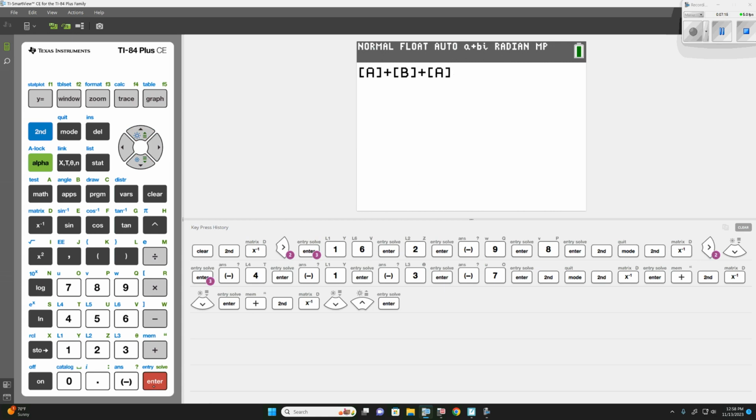Now to recall it, we go second matrix, and that first list that's given that says names lets us recall the matrices. So we'll hit enter for A. Plus, second matrix, we'll scroll down to B, hit enter. Plus, second matrix, we'll select A again, hit enter to give us A plus B plus A.